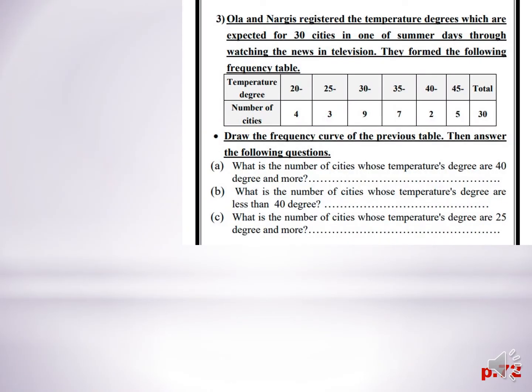In number 3, Ola and Narjus registered the temperature degrees which are expected for 30 cities on one of the summer days through watching the news on television. They formed the following frequency table: temperature degree and the number of cities. I have the temperature from 20 to 25, 4 cities, from 25 to 30, 3 cities, from 30 to 35, 9 cities, from 35 to 40, 7 cities, from 40 to 45, 2 cities, and from 45 to 50, I have to add one more at the end, 5 cities.